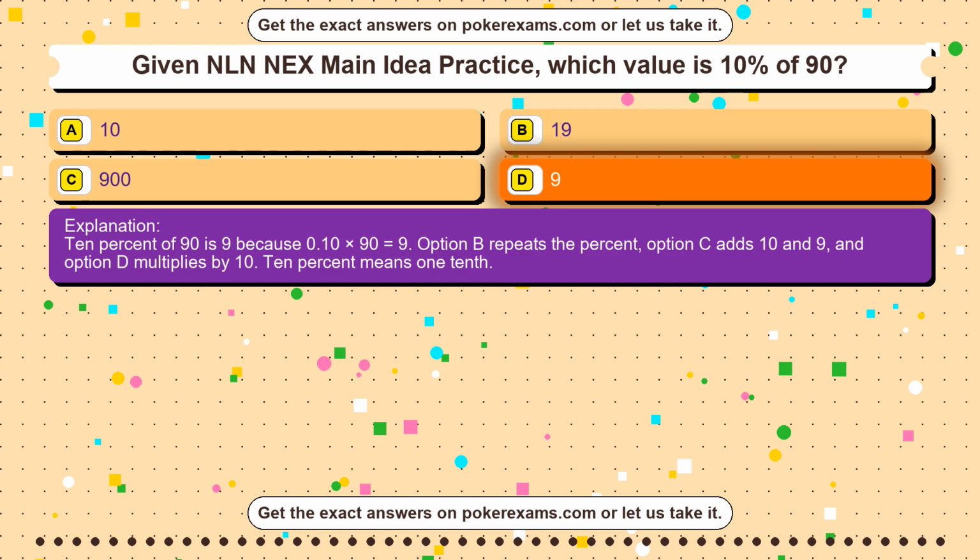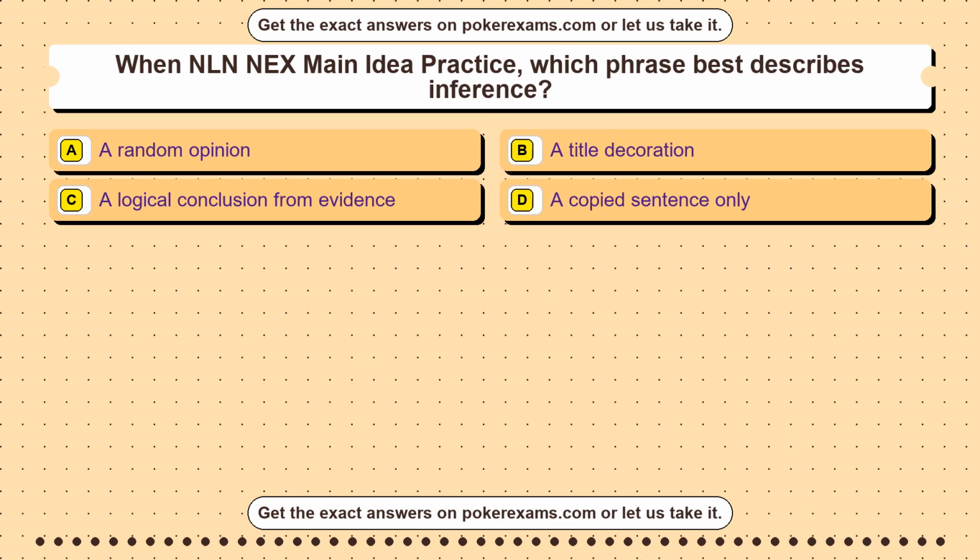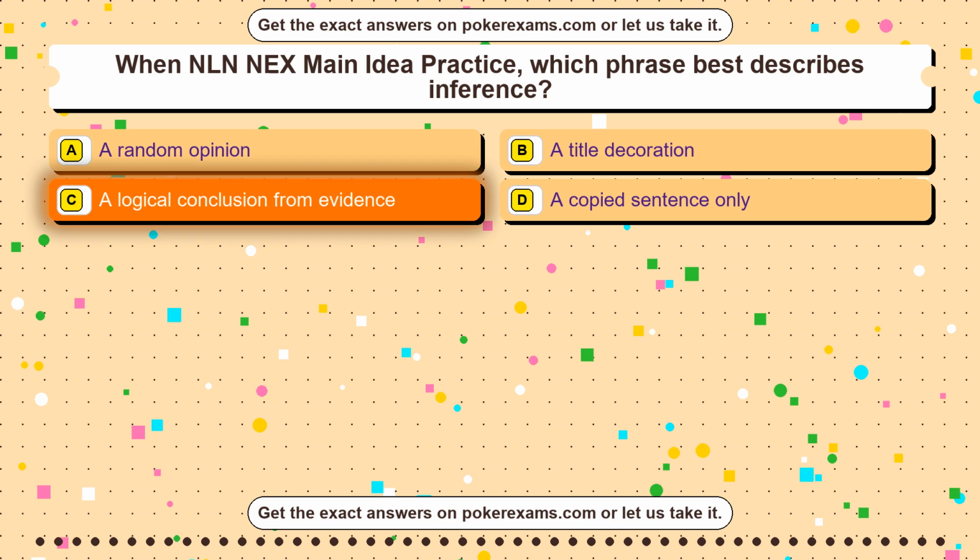Question 39. Get History Practice Test. Which operation undoes multiplication by 5? Option A, subtract 5. Option B, multiply by 10. Option C, divide by 5. Option D, add 5. The correct answer is option C.